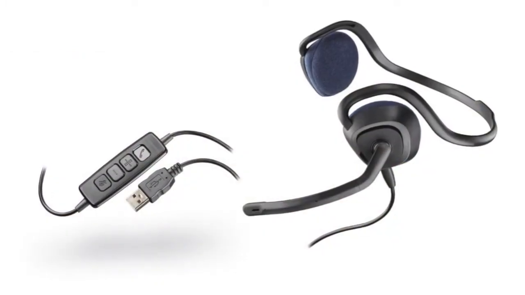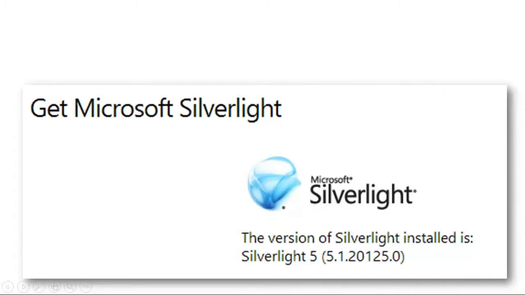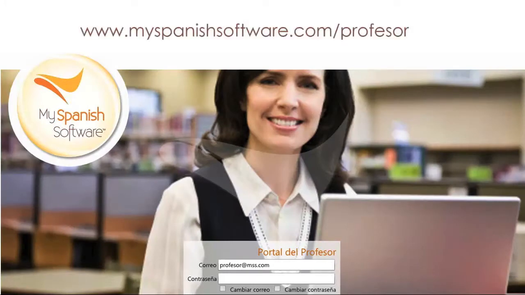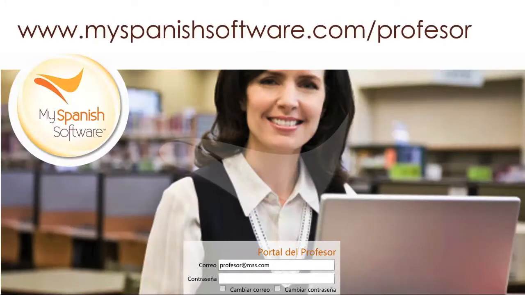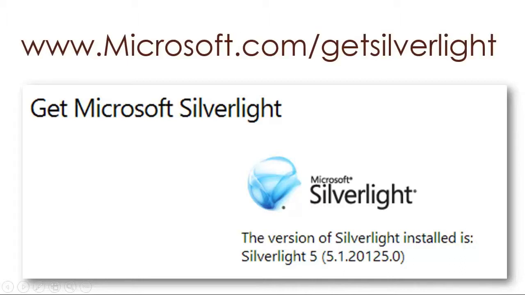In order to use the teacher portal, you need to have your USB microphone plugged in and Microsoft Silverlight installed. Go to www.myspanishsoftware.com/profesor. If you are able to see the login page, it means that you have Microsoft Silverlight already installed. Otherwise, the system will prompt you and guide you through the necessary steps to install it.